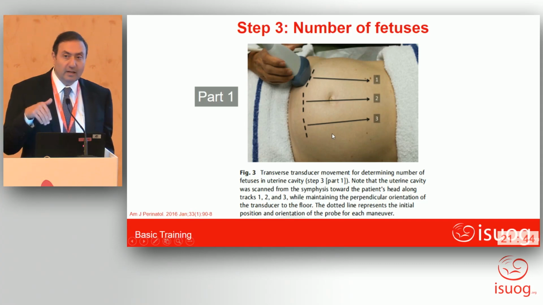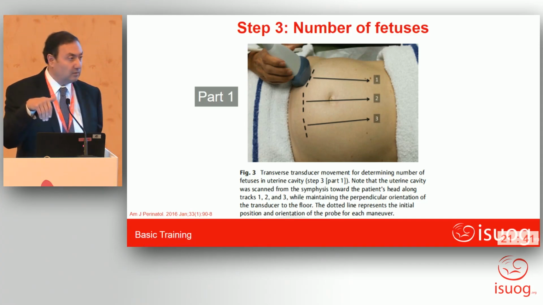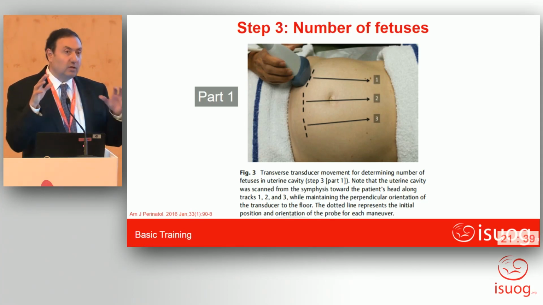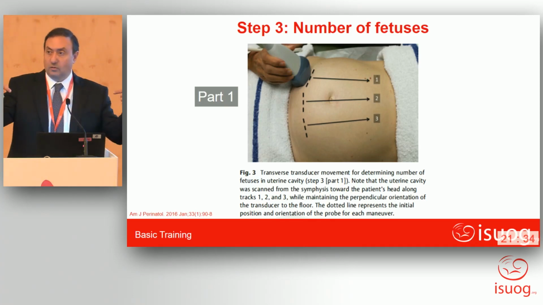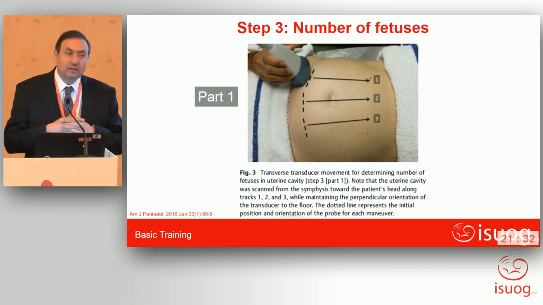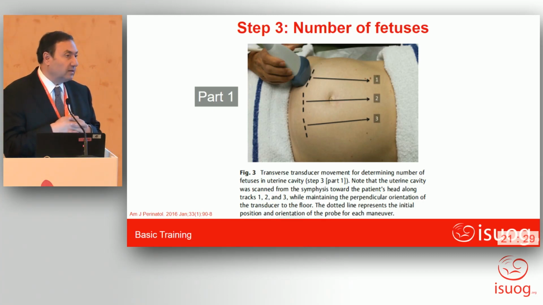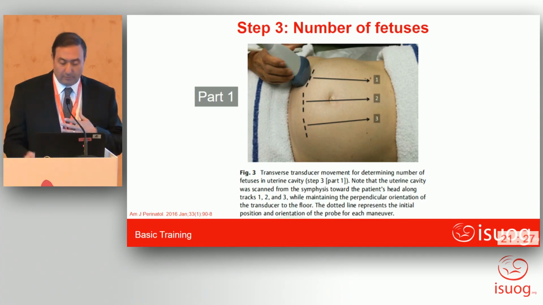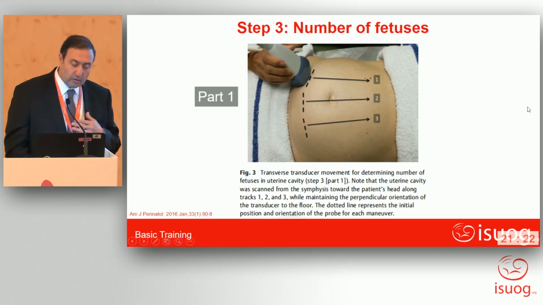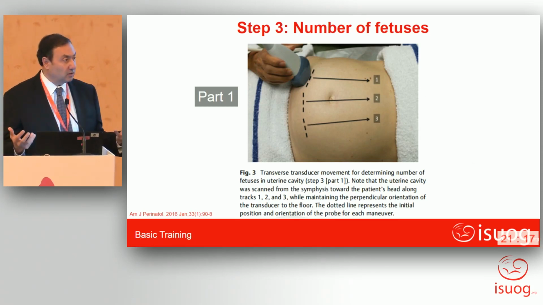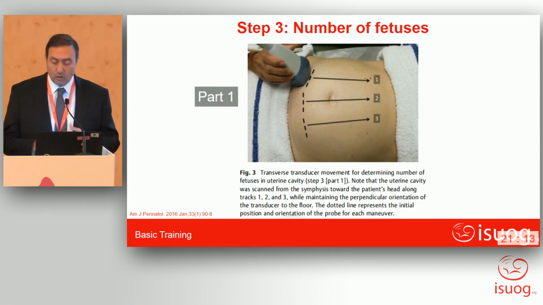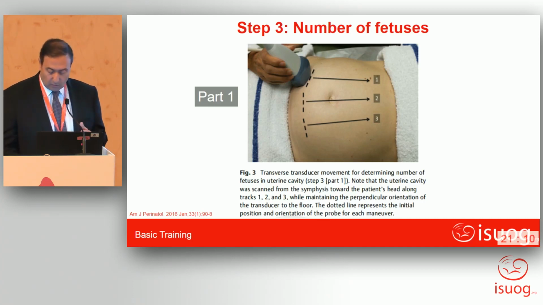Now here you have to maintain the probe perpendicular to the abdomen, because sometimes you can mistakenly diagnose twins if you're imaging the same head from different orientations. And to avoid that from happening, keep your probe perpendicular to the abdomen as you do so. So you slide 1, 2, 3. What are you looking for? You're looking for another fetal head. That's the easiest to see on ultrasound, rather than trying to figure out if you're seeing 2 chests or 2 or 4 femurs and so forth.